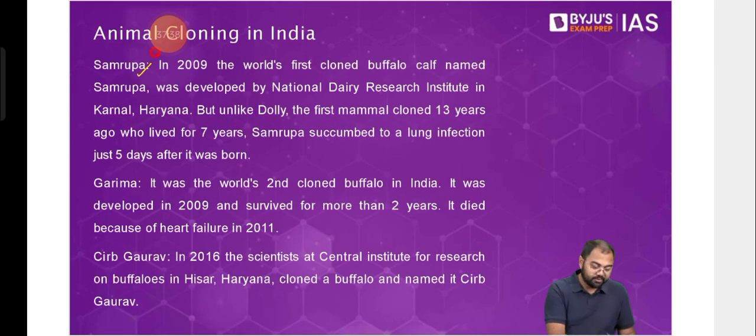For example, the first Indian example was Samrupa. This was 2009, and it was the world's first cloned buffalo. The calf did not live for very long. Only after 5 days, it succumbed to a lung infection and died. After that, Garima was the second example. The second cloned buffalo lived for about 2 years, but again did not survive.